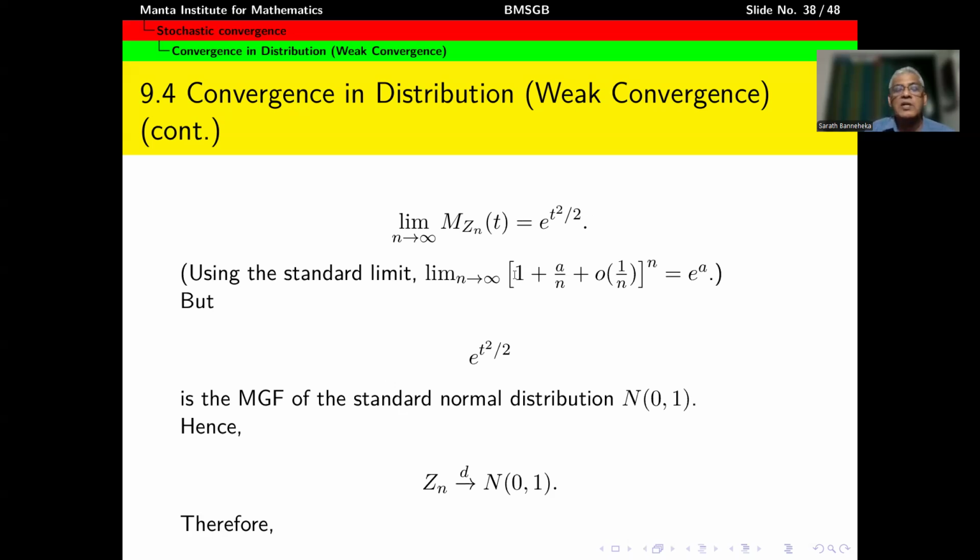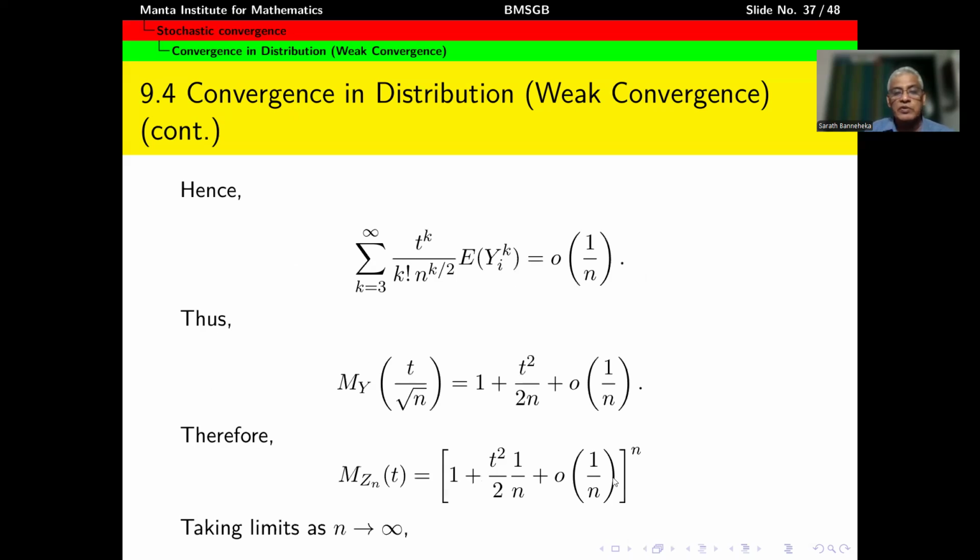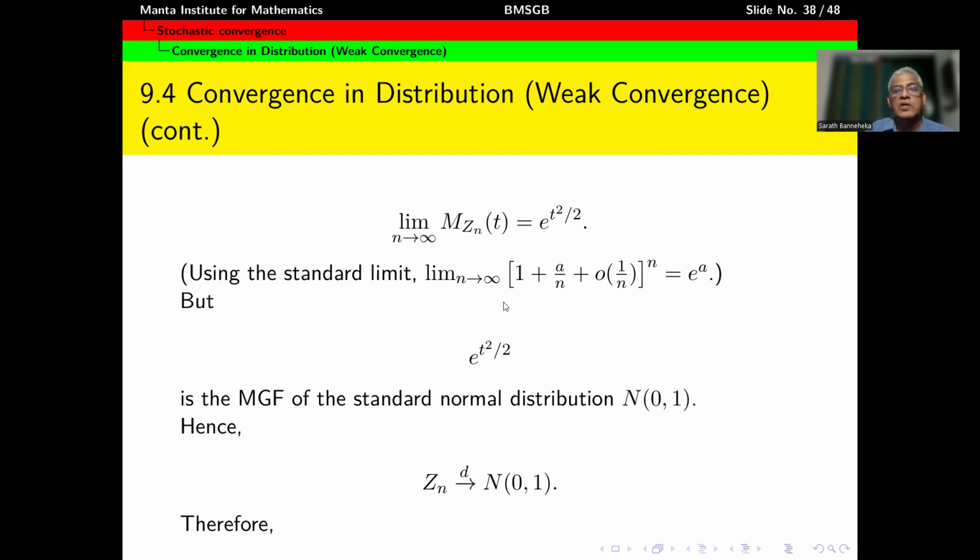What is that limit result? The limit as n goes to infinity of (1 plus a over n plus a little o of 1 over n) to the power n is equal to e to the power a. Right? So there is a standard limit result like that. If we apply this one, it's like 1 plus a over n plus little o of 1 over n, to the power n. So directly applying this result, we can show that as n goes to infinity, M_Zn(t) is equal to e to the power t squared over 2.